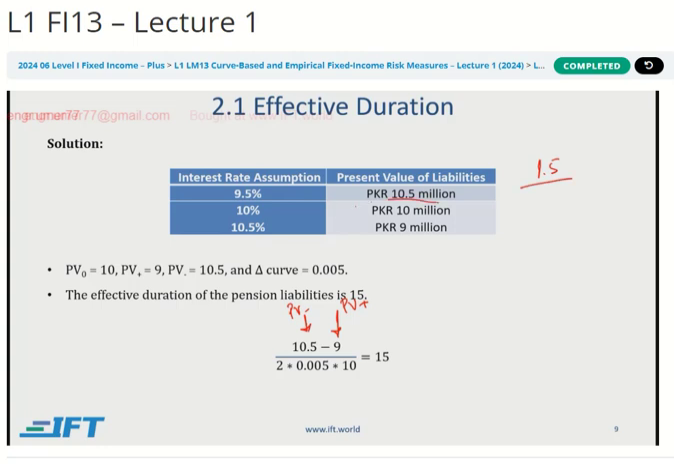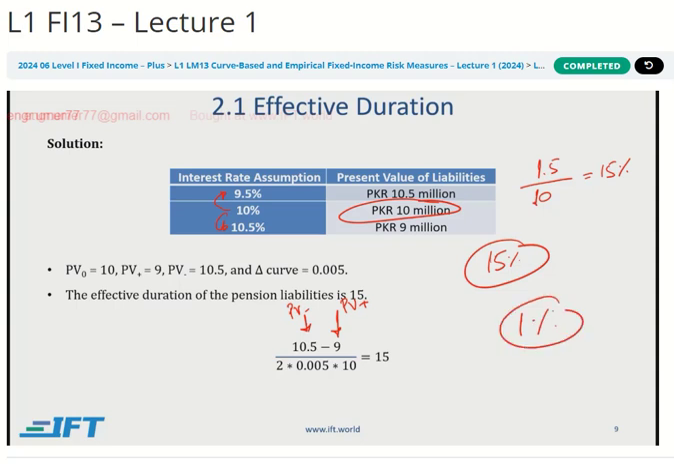1.5 million on a base of 10 million is 15%. And how much has your interest rate changed? Well, it is changing 0.5 there and 0.5 here. So in total it has changed 1%. So what we are seeing is a 15% change in your portfolio for a 1% change in YTM, right?